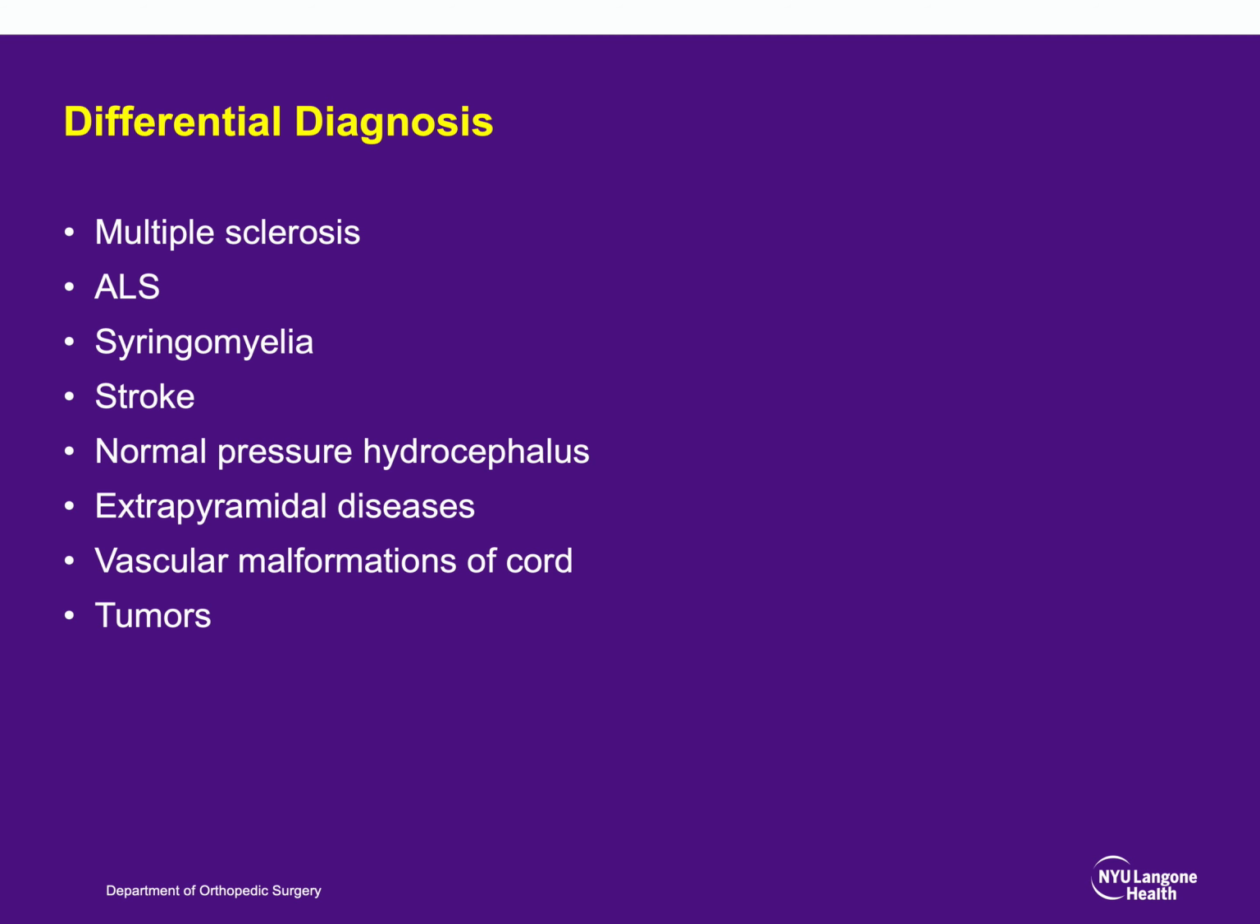Differential diagnosis of cervical myelopathy includes multiple sclerosis, ALS, as well as anything that could certainly change the anatomy of the spinal cord, both intrinsically or extrinsically.